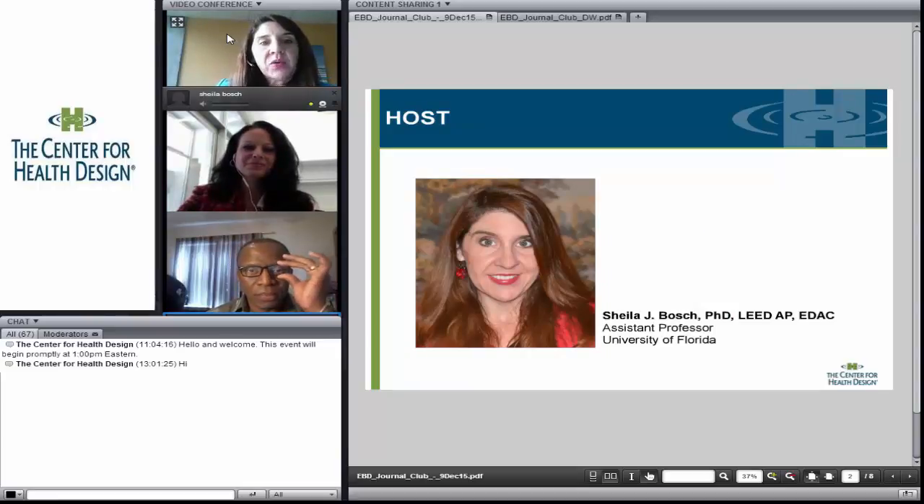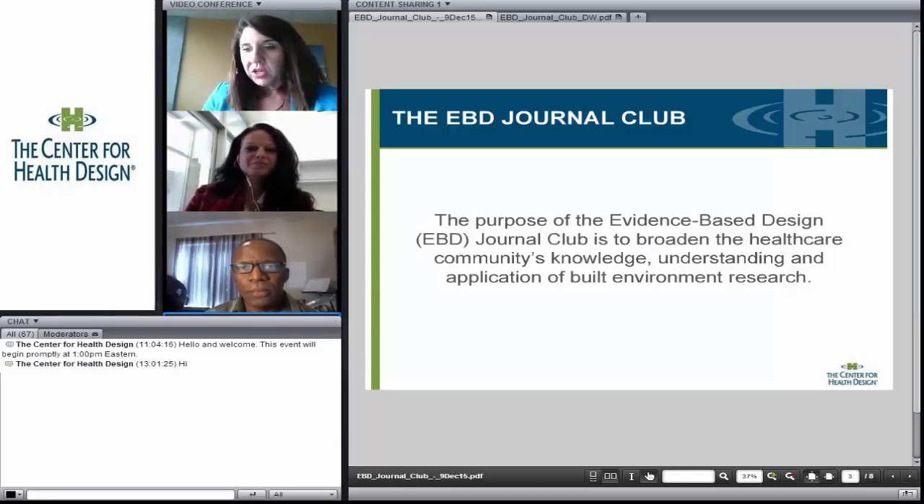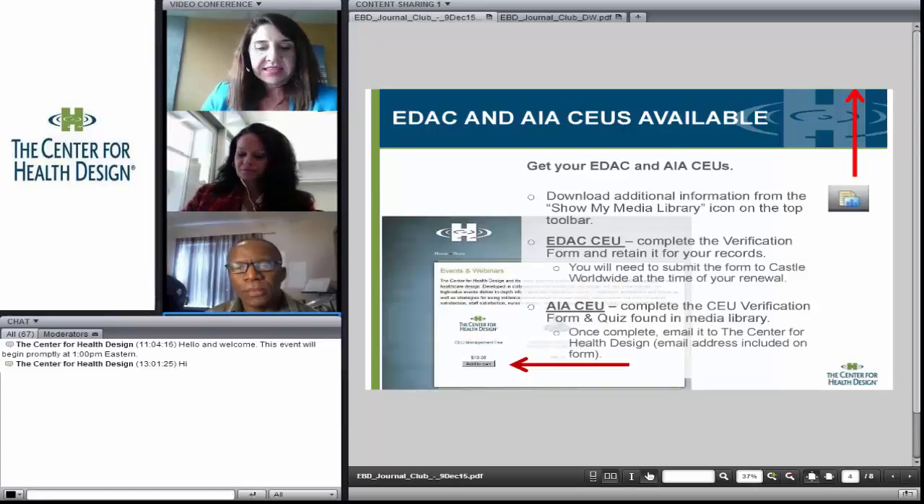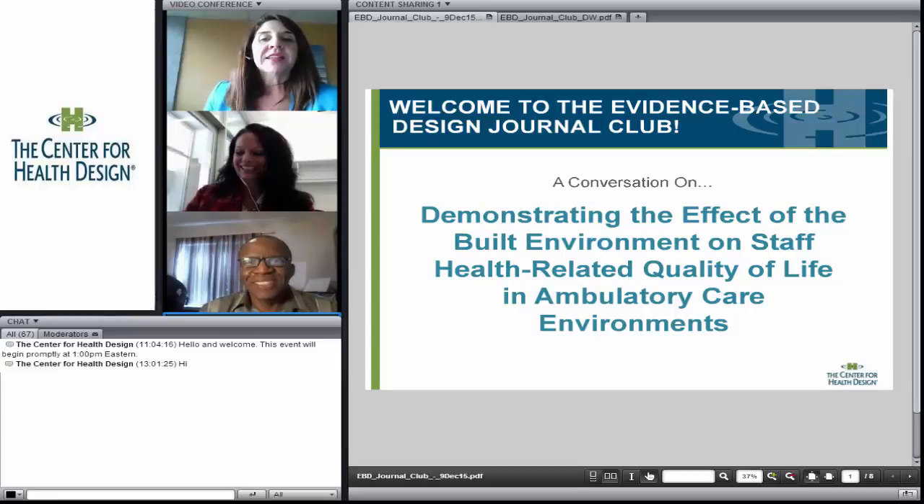I would imagine that we all would agree that patients cannot be healthy and well cared for unless our staff members are well cared for. So today we have an opportunity to talk with the authors of the study, "Demonstrating the effect of the built environment on staff health-related quality of life in ambulatory facilities."